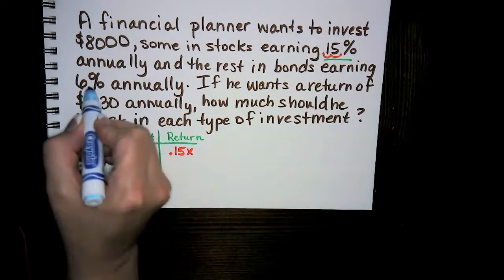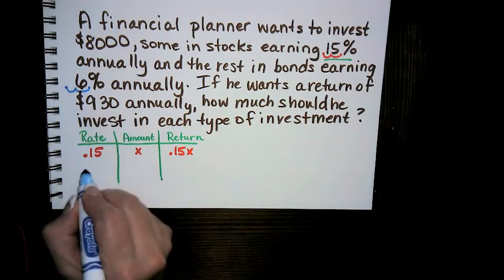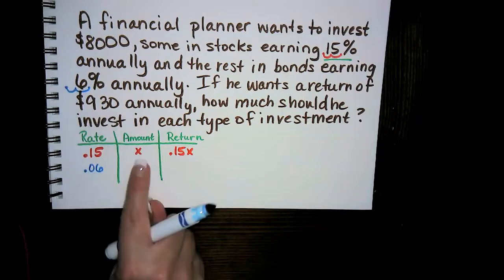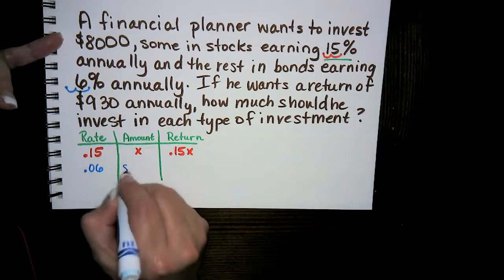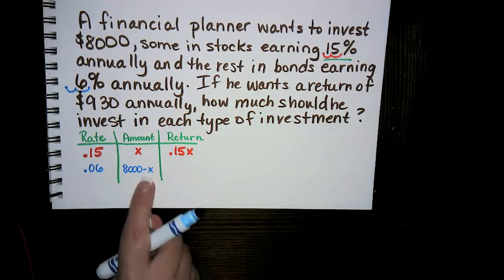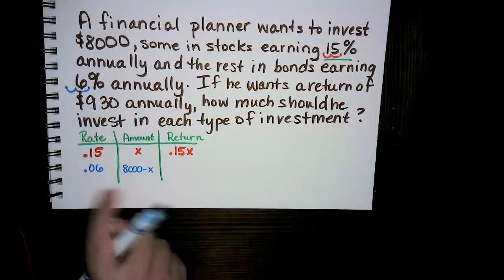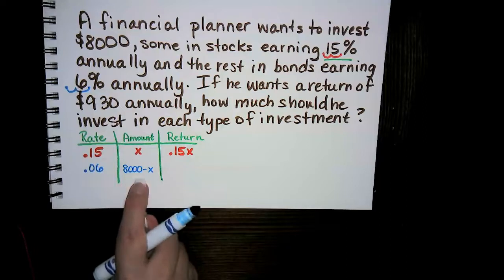Now let's do the same for our other investment type, which was the 6%. I'm going to change its rate to a decimal. I'm going to need to add a 0 there, so I've got 0.06. Now, this is the tricky part in this type of problem. If we invest x dollars at 15% and we want 8,000 total, then I have to do 8,000 minus x in this category. I have to take whatever's left over in the 6% investment.